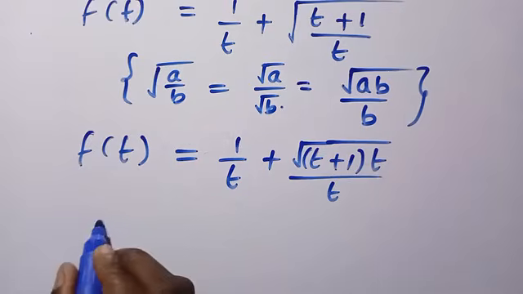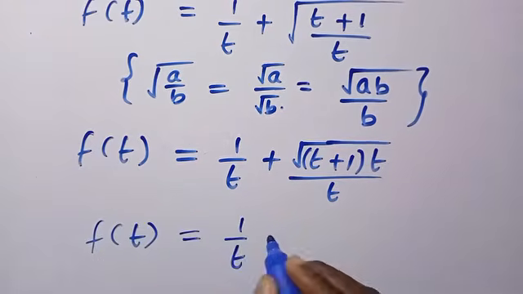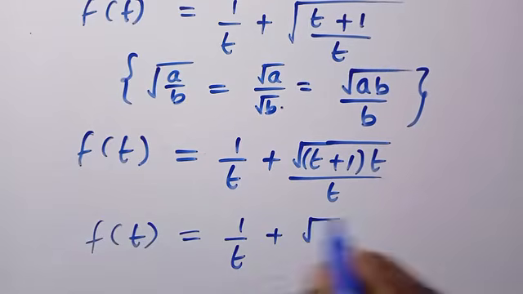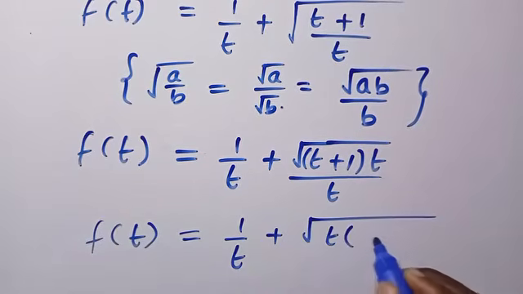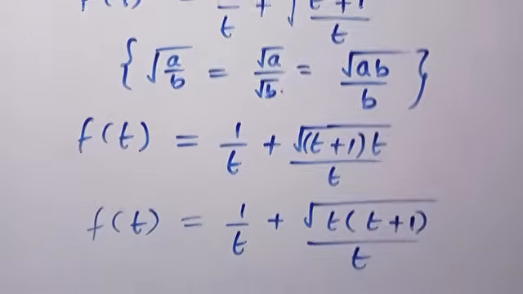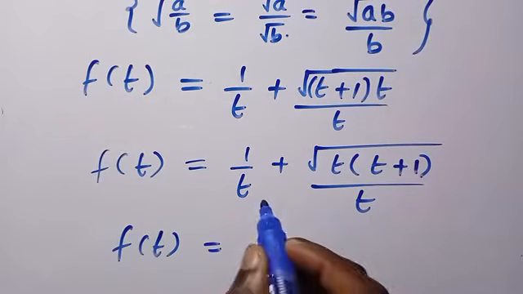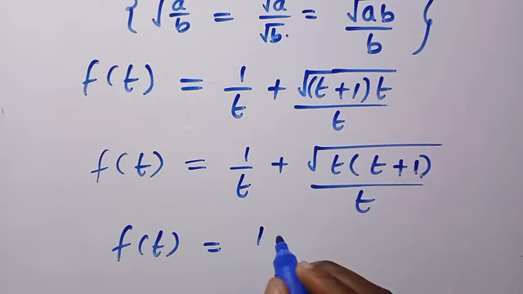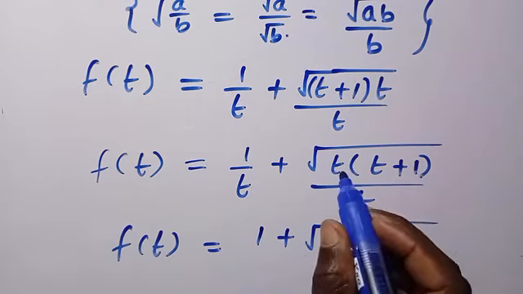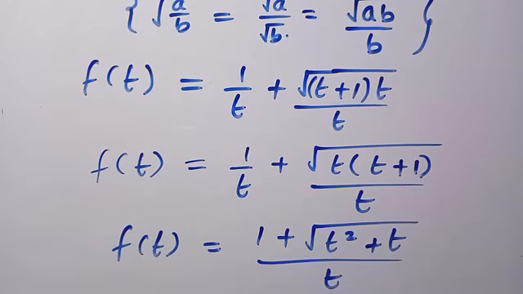And by writing this one properly, we have f of t equals 1 divided by t plus the square root of, we write it first, open bracket, t plus 1, then divided by t. So therefore we have f of t equals, by taking the LCM of this denominator and adding this together, we have 1 plus the square root of, so t times t, that gives us t squared, then plus t times 1, that is t, all divided by t. So this is what we have for this as well.